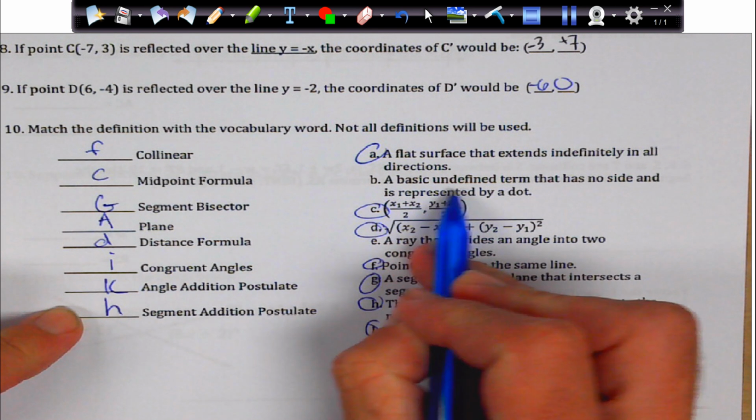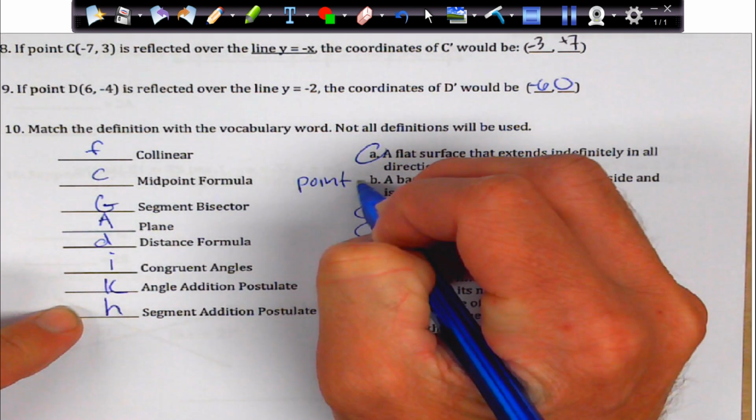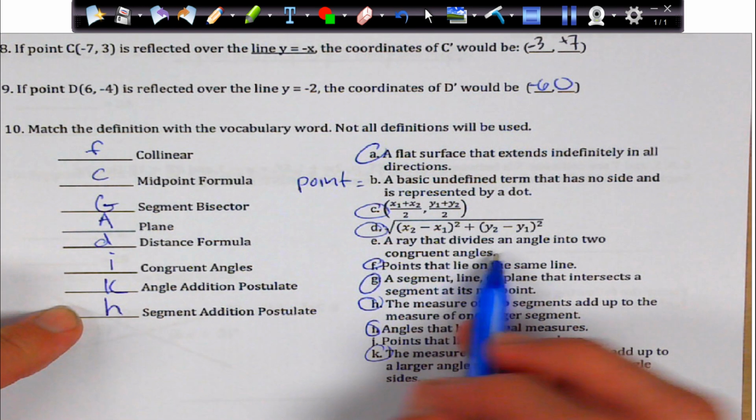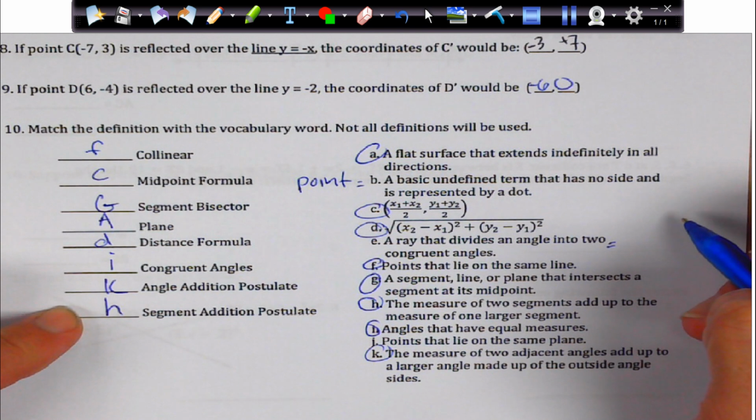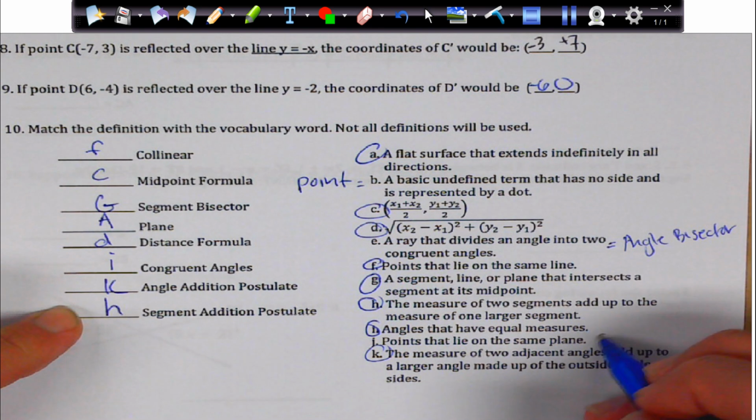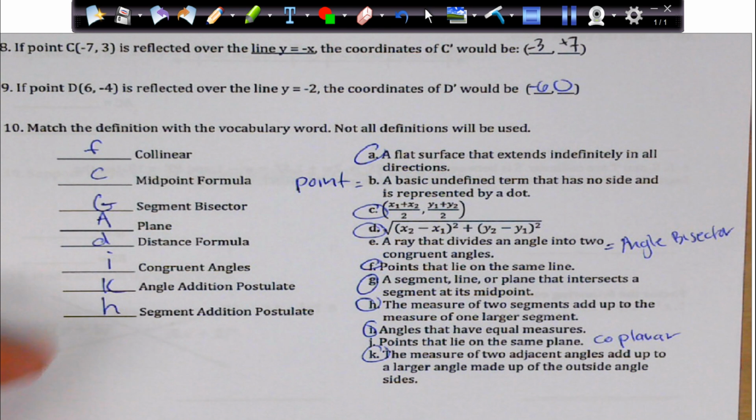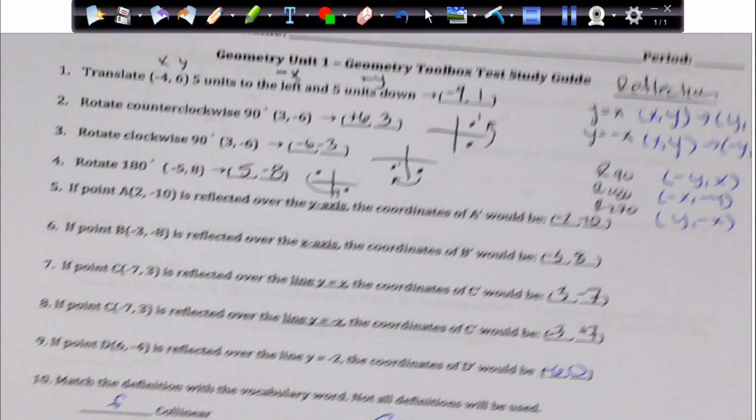Okay. A basic term that has no side and is represented by a dot, that would be a point. Just in case you wanted to know. A ray that divides an angle into 2 congruent angles, that would be an angle bisector, not a segment bisector. That's why I was stuck on that one for a second. And then points that lie on the same plane, that would be planar. Okay, so just fill in those other vocab words in case you're wondering. All right, moving it on to the back. Let's go ahead and get started with these.